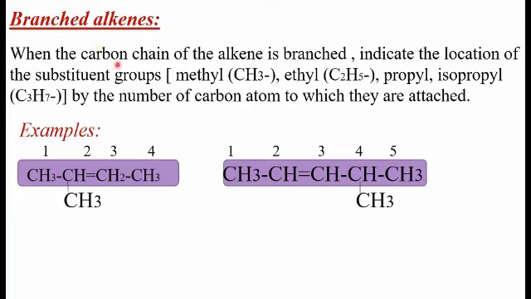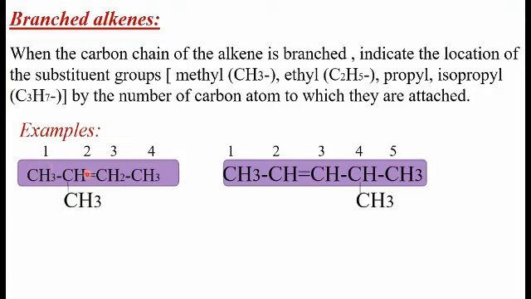Branched alkene. When the carbon chain of the alkene is branched, indicate the location of the substituent groups: methyl CH3, ethyl C2H5, propyl and isopropyl C3H7, by the number of the carbon atoms to which they are attached. Example, we want to take the first one and begin numbering. First I want to take the longest chain containing the double covalent bond, so I can take 1, 2, 3, 4 or 1, 2, 3, 4.